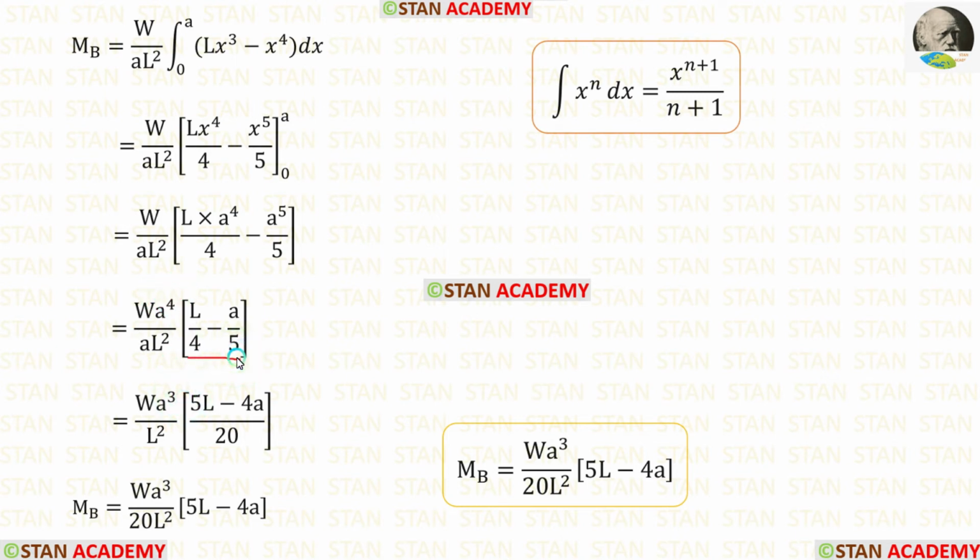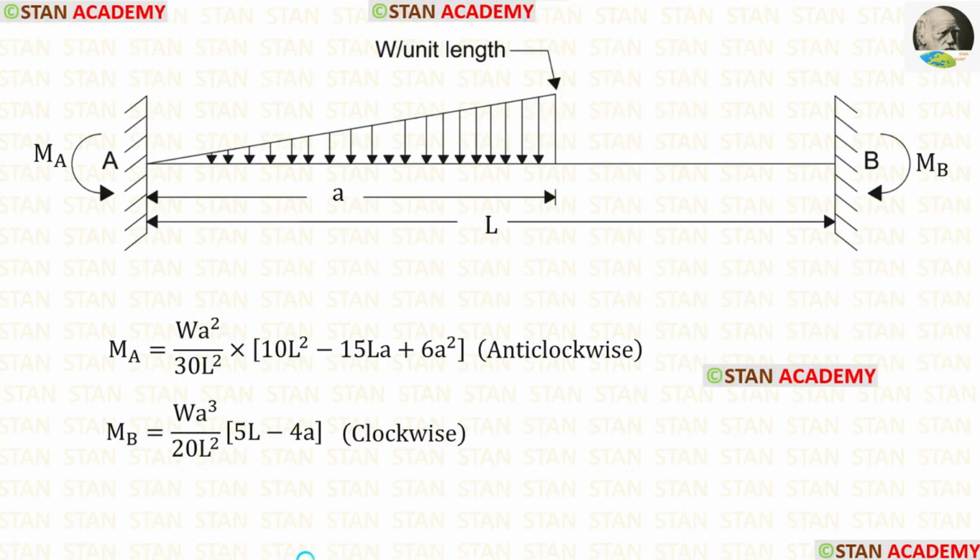Here let us take LCM. 4 into 5, 20. We have to multiply this term with 5 on the numerator and denominator, and this term with 4 on the numerator and denominator. Finally, for MB, we have made a formula. In this fixed beam, we have made the formulas for the fixed end moments MA and MB. MA will be acting in the anticlockwise direction and MB will be acting in the clockwise direction.